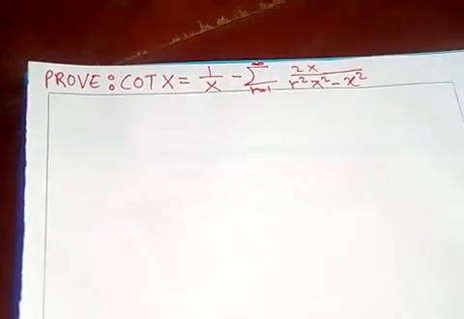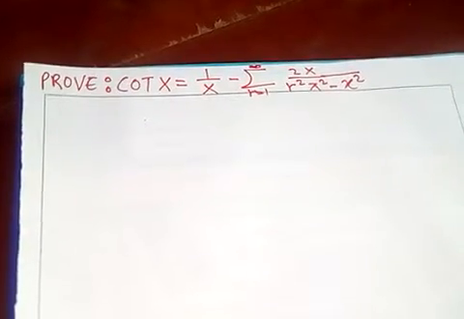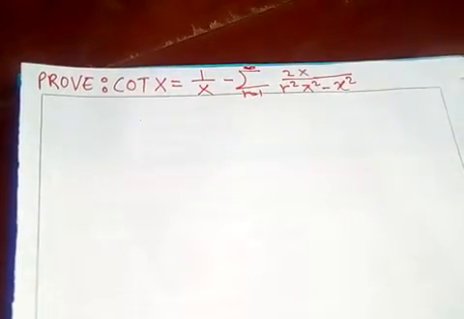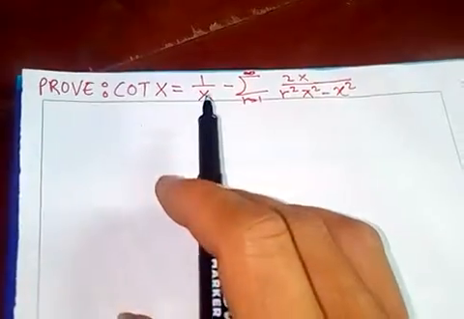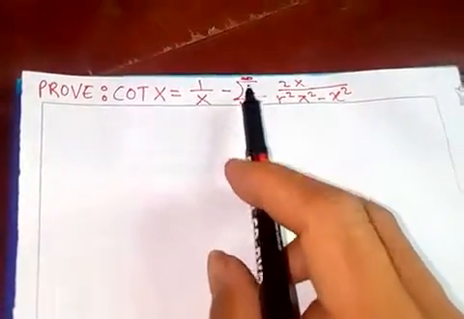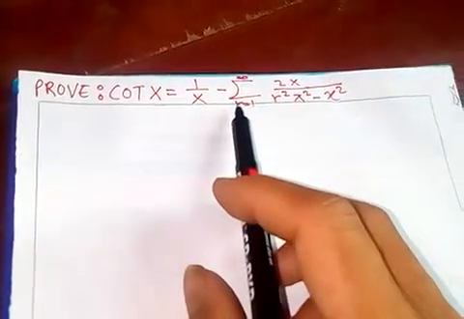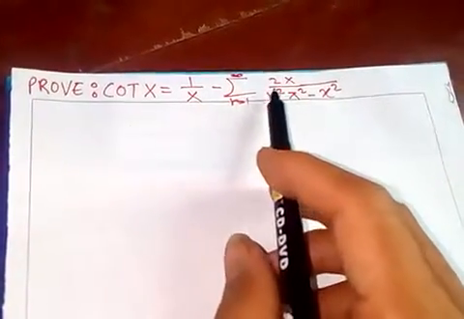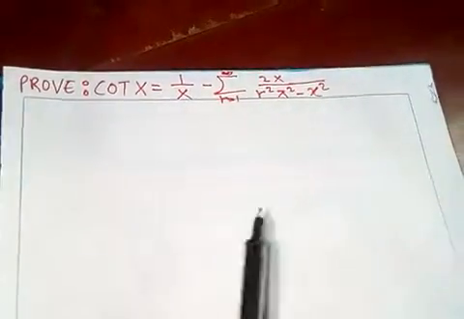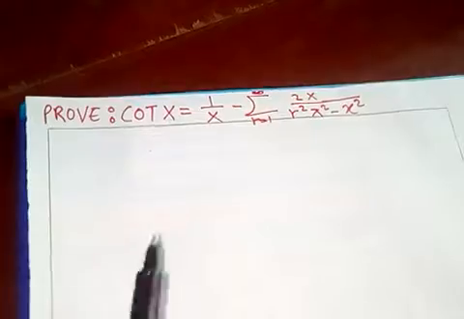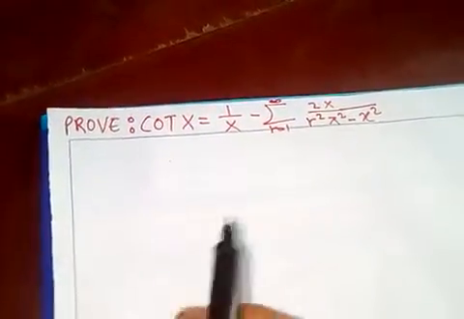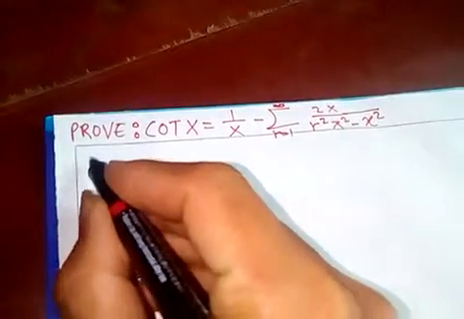Hello, fellow mathematician. Today we are going to prove that cotangent of x is 1 over x minus the summation, sigma r equal to 1 to infinity, of 2x over r squared pi squared minus x squared. We are going to prove that cot x is equal to this expression. So let's prove it.